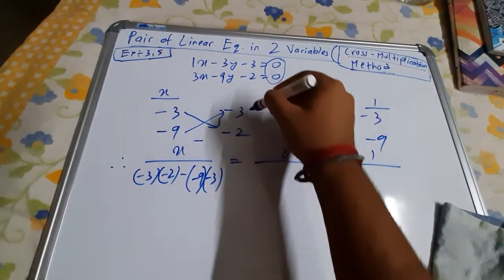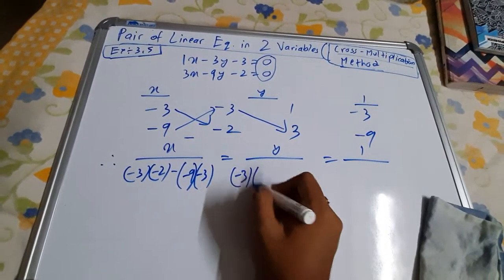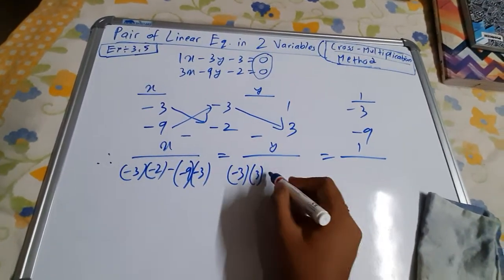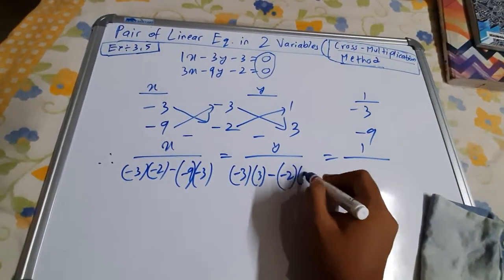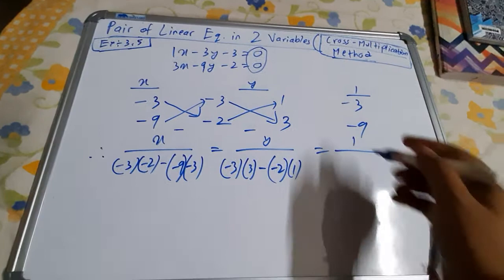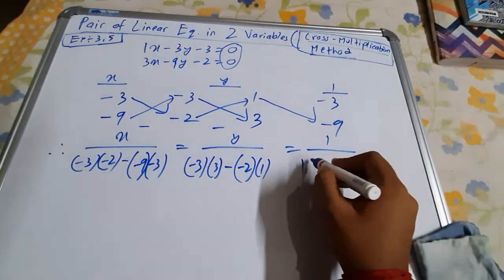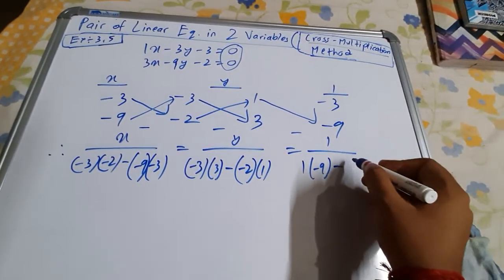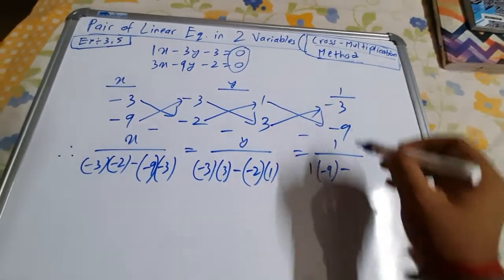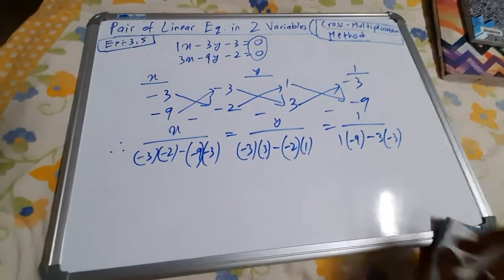Next one also, minus 3 into 3, give a minus sign in between, again minus 2 into 1. Next for 1, 1 into minus 9, give a minus sign in between, then 3 into minus 3. Understood this? Now we will solve this one.